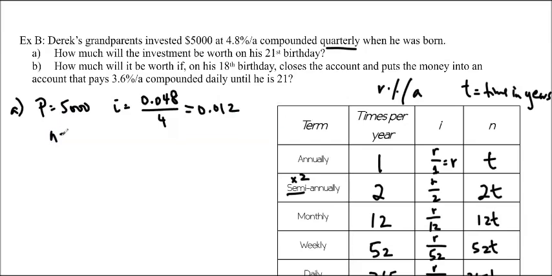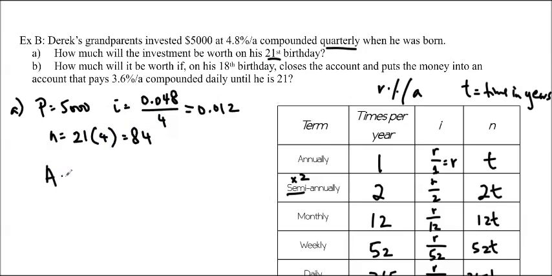And our N is going to be, it says after his 21st birthday, so 21 years. And if you think about it, it makes sense, because you might think it might be 22 years, but what about his year 0? When he's born, it's 0. On his first birthday, that's 1 year. On his second birthday, 2 years. On his third birthday, 3 years. So N must be 21 times the number of compounding periods per year, which is 4. So 84. And again, I could just type that into my calculator.